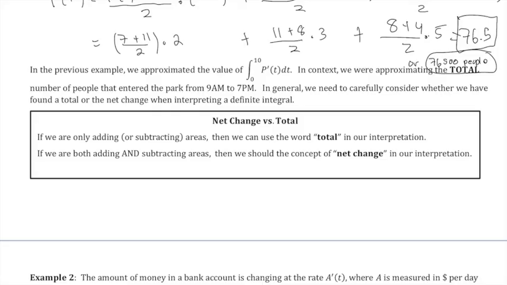Two little things. This is more of a vocabulary. When we're adding together values or subtracting values together, then you use the word total because you're adding a bunch of things together, or you could be subtracting a bunch of things. So that is the total. If you're adding and subtracting, it's called the net change. It's not the total change, it's the net change.